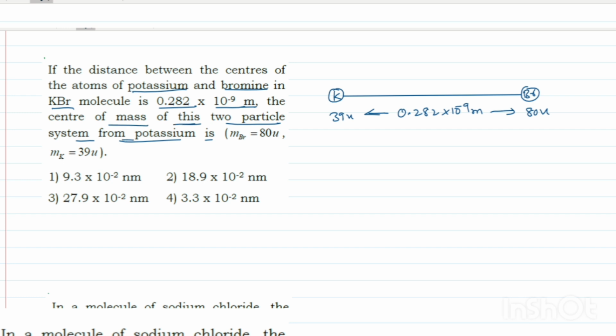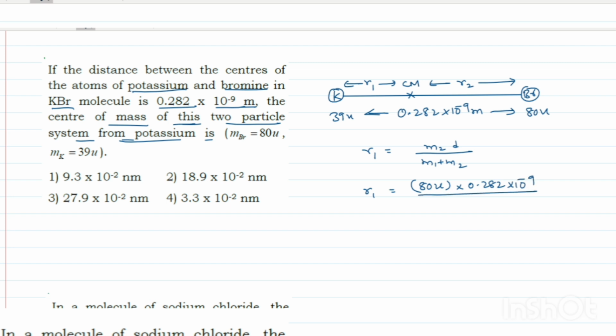Let us take this as the location of the center of mass, as an assumption. This is at R1 distance, and the other particle will be at R2 distance. Here you will get the relation R1 equal to M2 into D by M1 plus M2, which is nothing but M2, the bromine mass, that is 80 units, into D, which is 0.282 into 10 power minus 9, by 39 u plus 80 u.